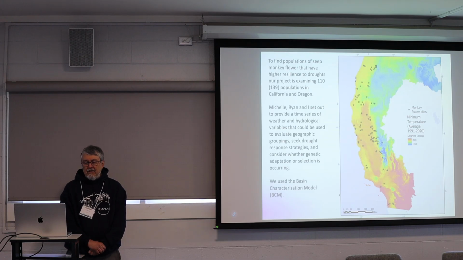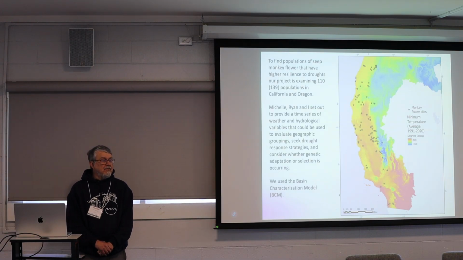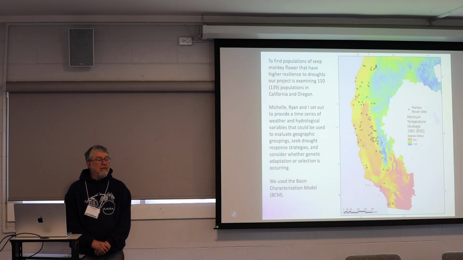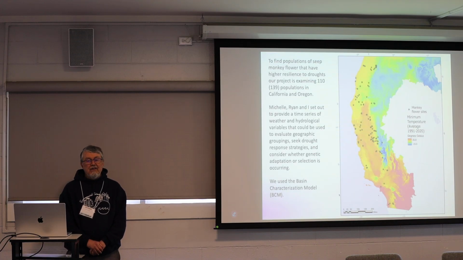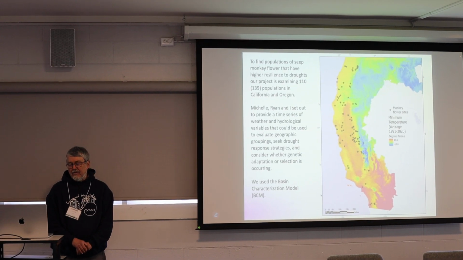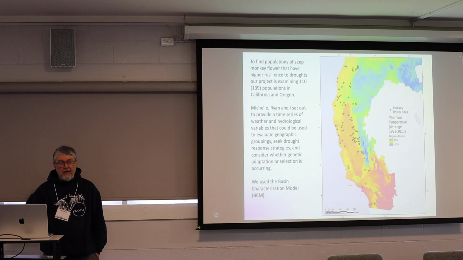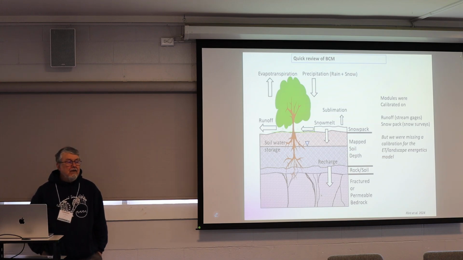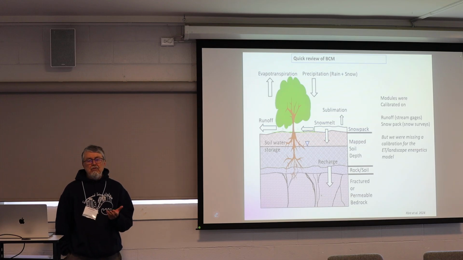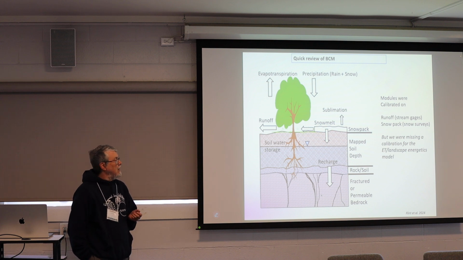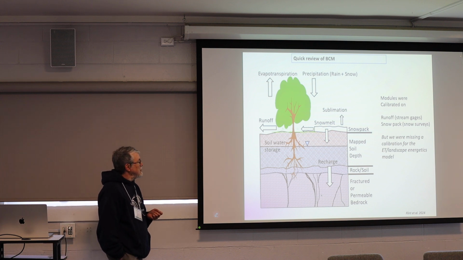And the dots here are the populations of sea monkey flower that we're looking at, and the goal was to try to get climate and hydrology predictor variables that could be used systematically across that entire range. So we set out to do that, and we used a model called the basin characterization model. And basically what it does is it's going to intersect precip, and the BCM can be used on any time step. We're using it on a monthly time step. And I'll explain a little bit of our variables that we selected for input to it in a minute.